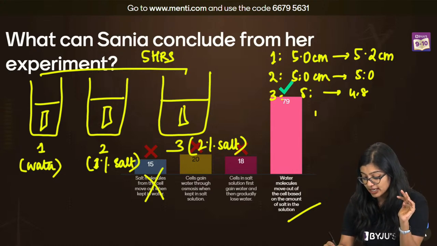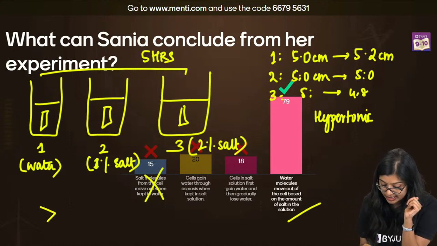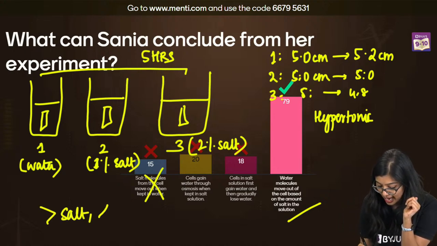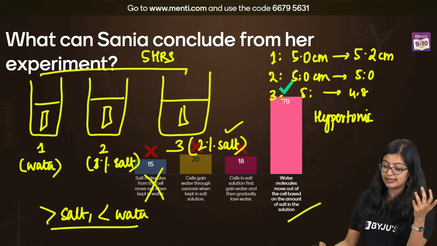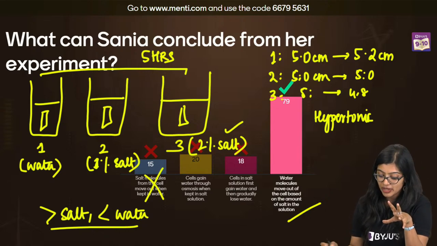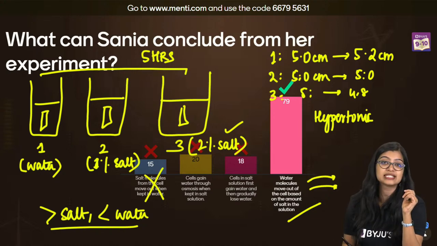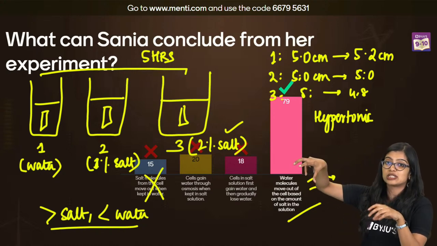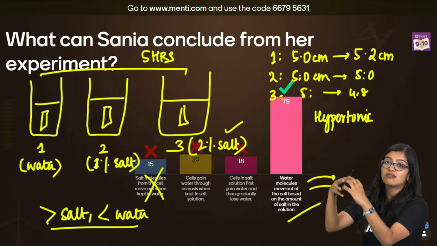And we know that specifically here we are talking about a hypertonic solution. So in a hypertonic solution, what is there? We see that there is more salt and less water, right? So your 1%, 2% are all hypertonic, especially your 2% here is a hypertonic solution. In a hypertonic solution, water will move out of the cell because there is less water outside and more water inside the cell. So water will move out and the cell will shrink.